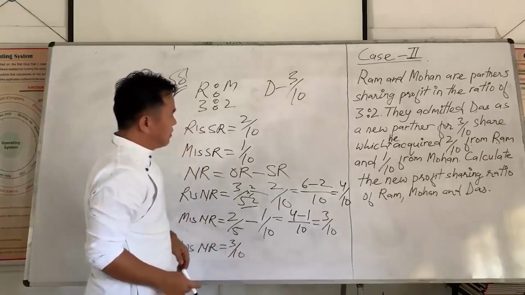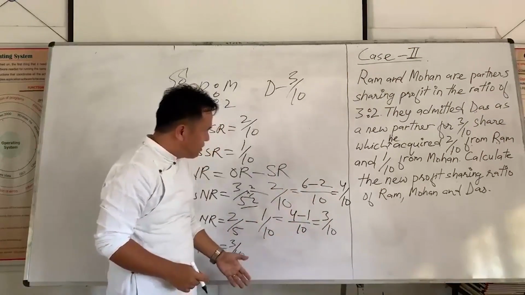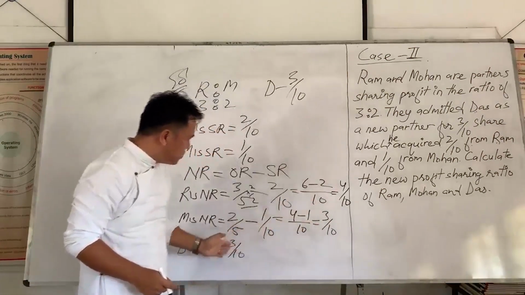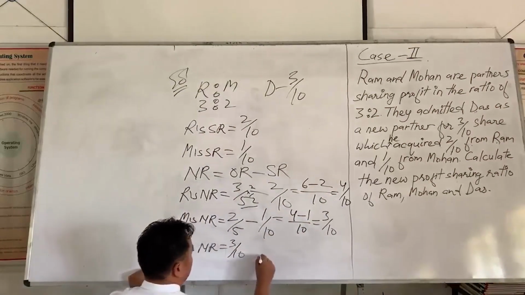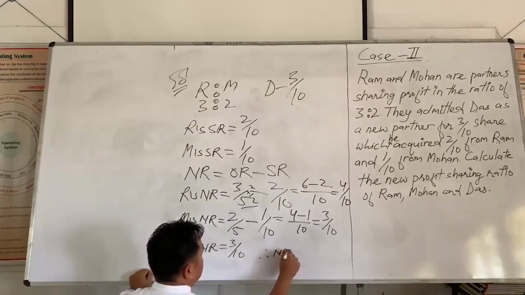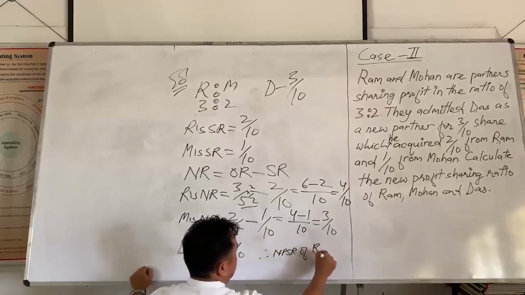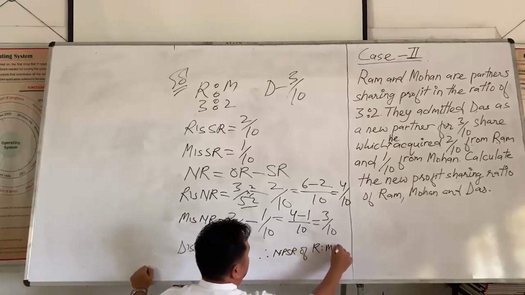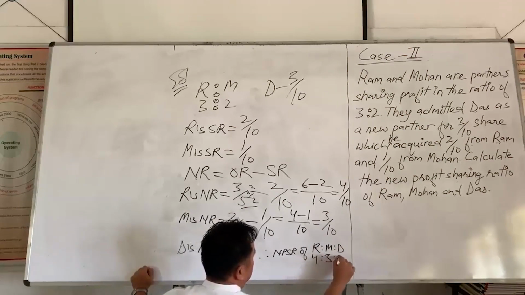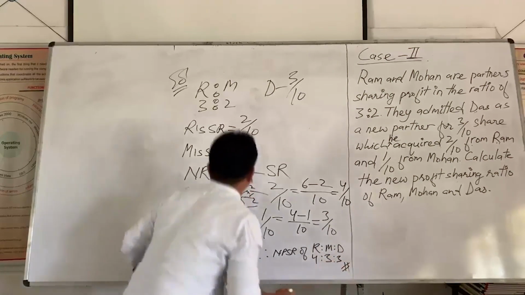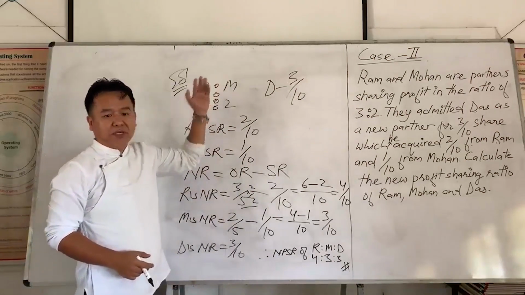So here we don't have to make denominator same. Since all the denominators are same, we can directly convert this fraction into ratio. So therefore, new profit sharing ratio of Ram, Mohan and Das is 4:3:3. So this is how we calculate new profit sharing ratio with regard to case number 2.